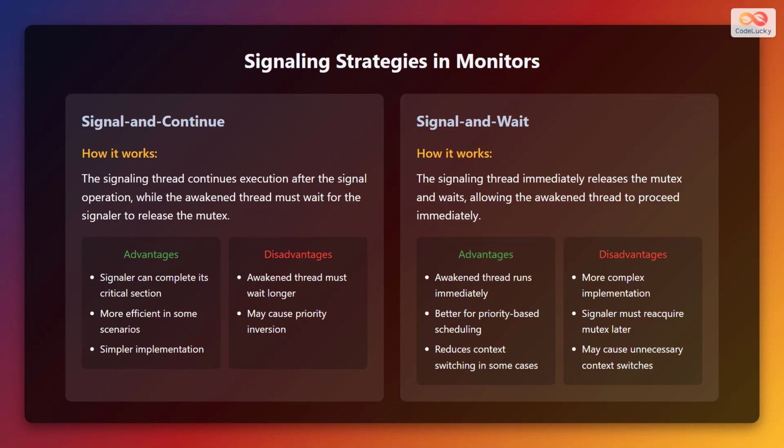The second strategy is signal and wait. How it works is the signaling thread immediately releases the mutex and waits, allowing the awakened thread to proceed immediately. The advantages are the awakened thread runs immediately, it is better for priority-based scheduling, and it reduces context switching in some cases. The disadvantages are it is a more complex implementation, the signaler must reacquire the mutex later, and it may cause unnecessary context switches.